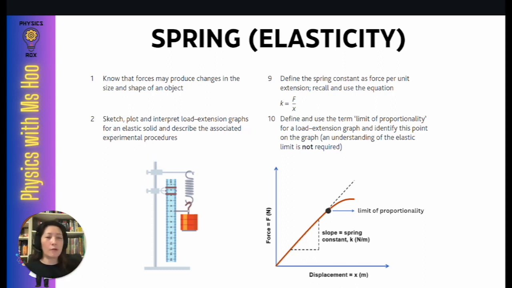Now you of course also need to be able to define the spring constant, where the formula is given here as k equals F over x, where k is the spring constant, F is the force applied, and x is the extension. So spring extension is the change in the spring length, not the entirety of the new spring length. So for example, if this is a spring, and if we hang an object on it, of course the spring is going to extend or increase in length.